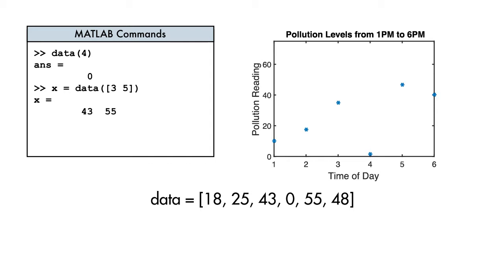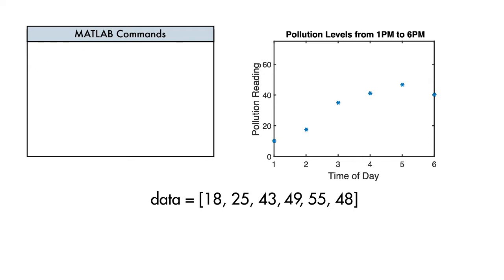Now, we take the mean of x and assign that value to the 4th element. Notice that the index we want to change is enclosed in parentheses, and the assignment operator is used to change the value from 0 to the mean. That's better. Now we're ready to look at the data before and during rush hour.